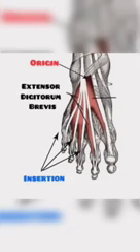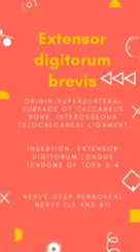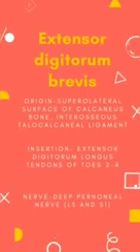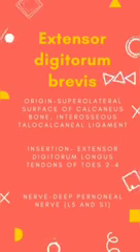Extensor digitorum brevis originates from the superolateral surface of calcaneus bone, interosseous talocalcaneal ligament, and is inserted into extensor digitorum longus tendons of second to fourth toes. It is supplied by the deep peroneal nerve and has a root value of lumbar 5 and sacral 1.